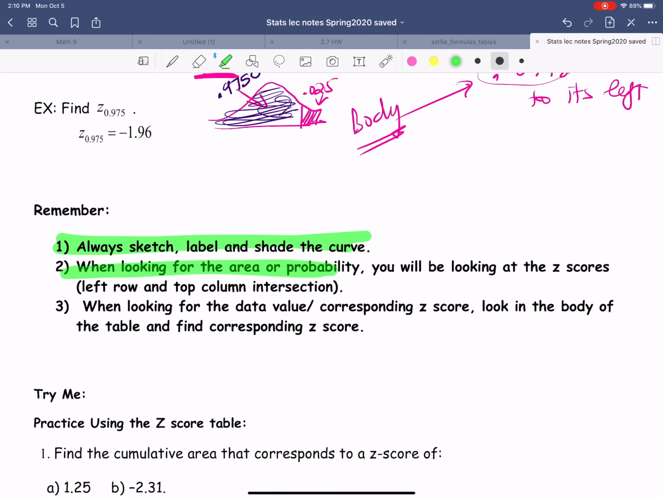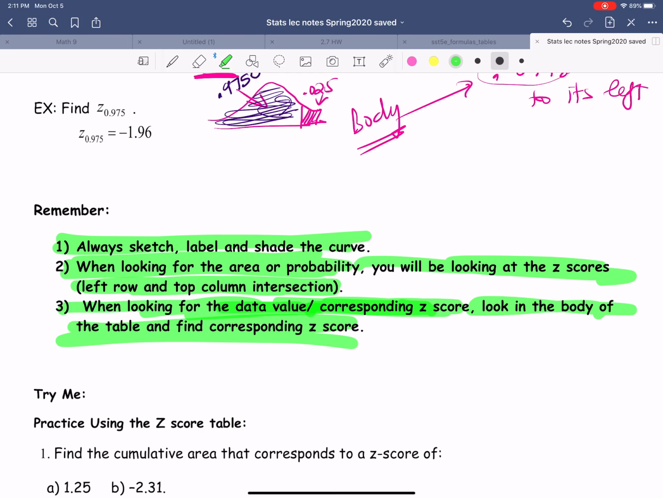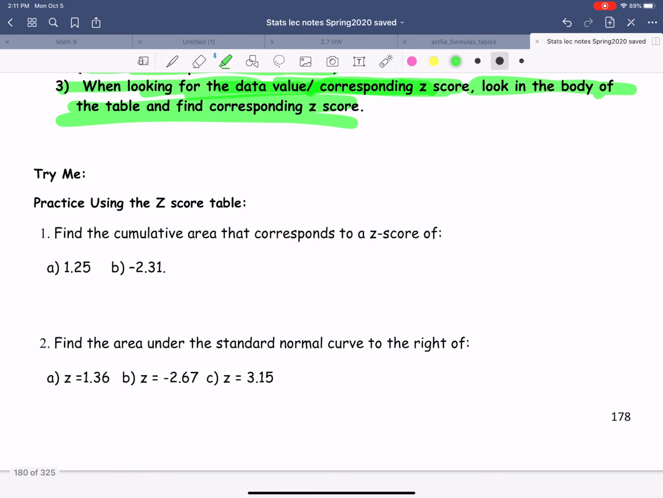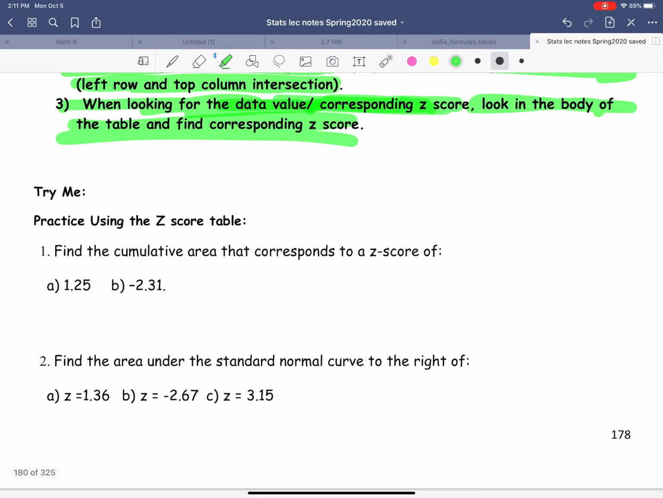When looking for area or probability, you will be looking at the z-score's left row and top column intersection. When looking for the data value corresponding z-score, in standard normal distribution, data value and the z-scores are the same. When looking for data value or corresponding z-score, you will be looking in the body of the table and find the corresponding z-scores. Okay, let's go ahead and practice using the z-score table.